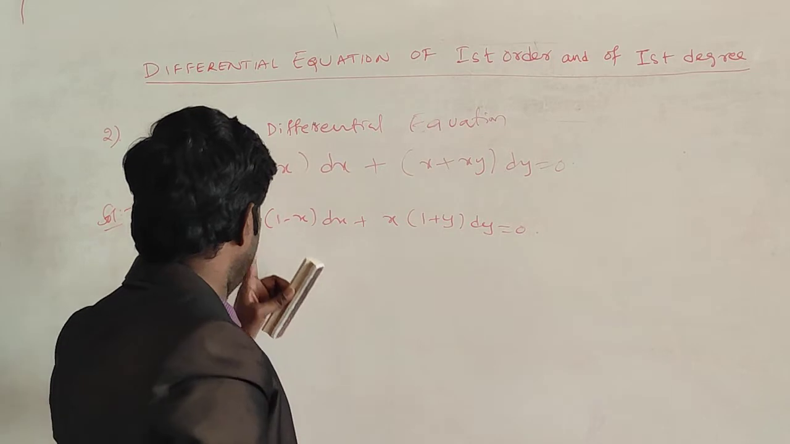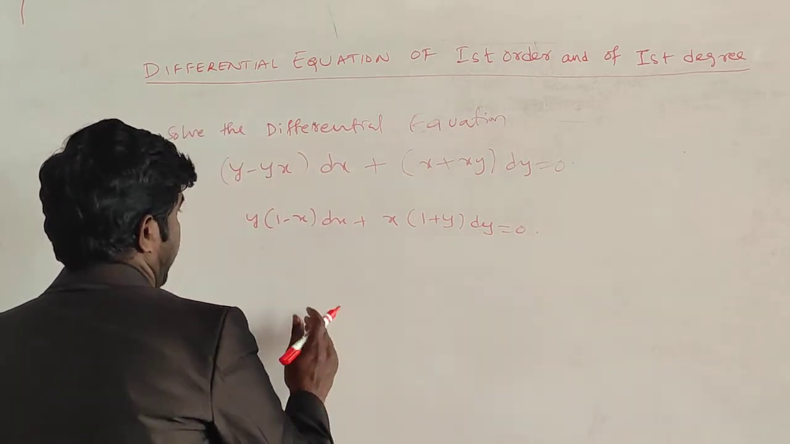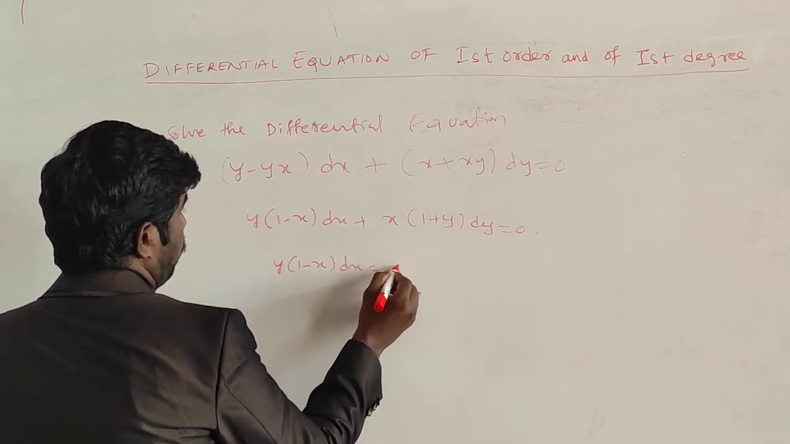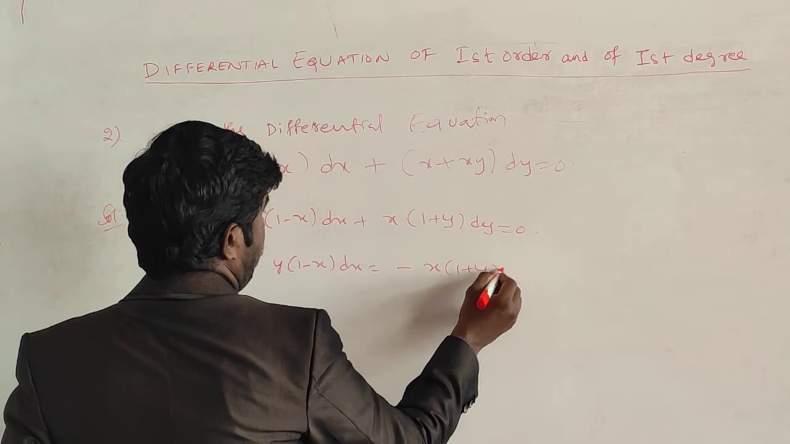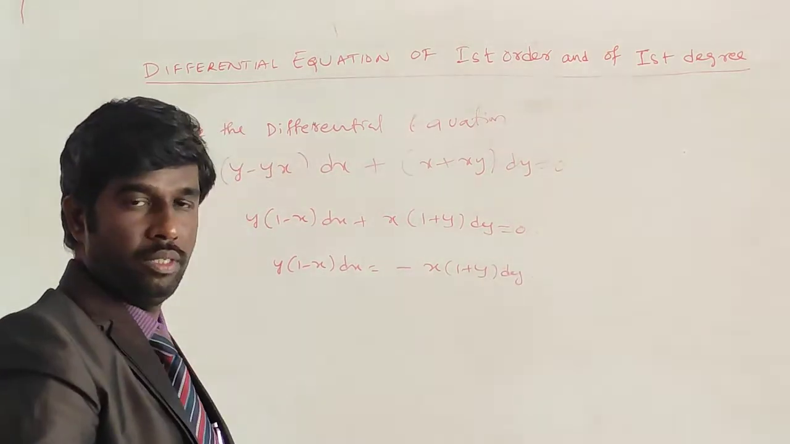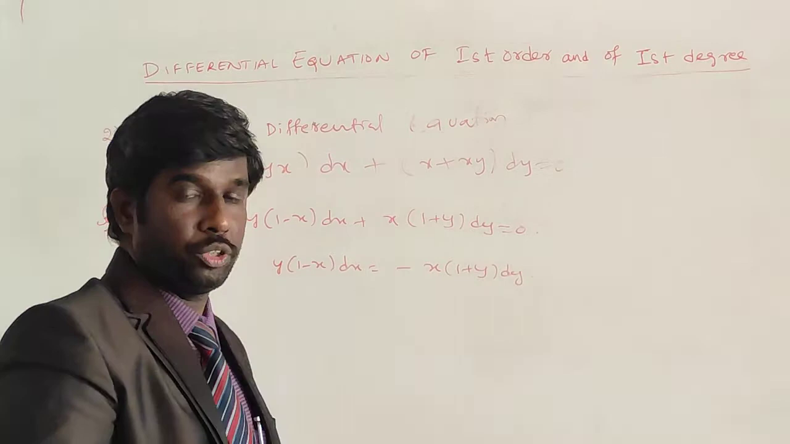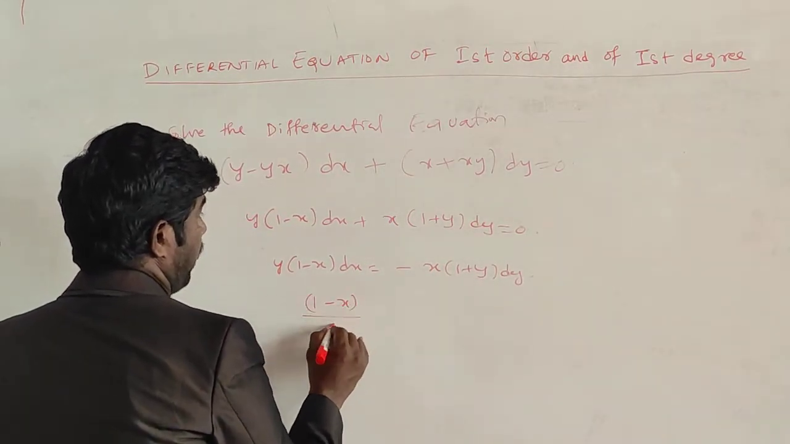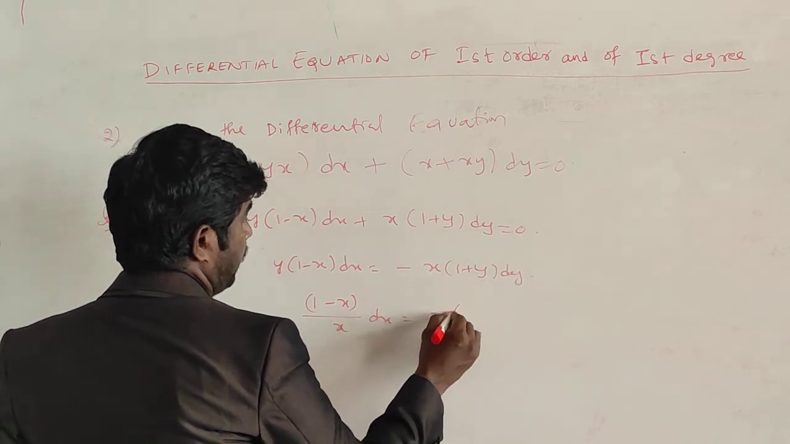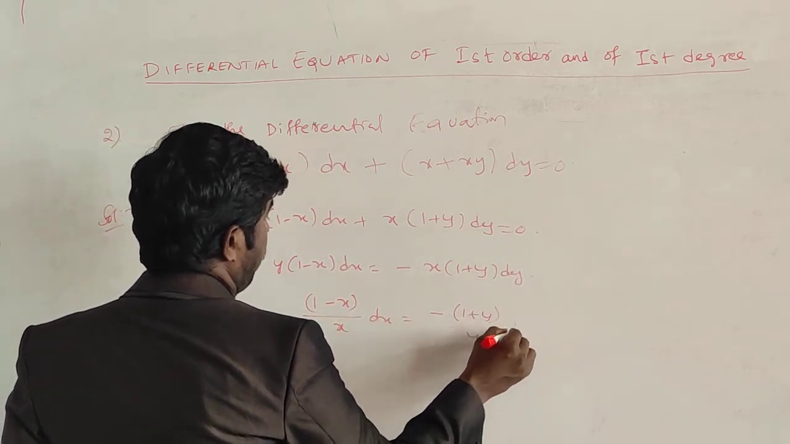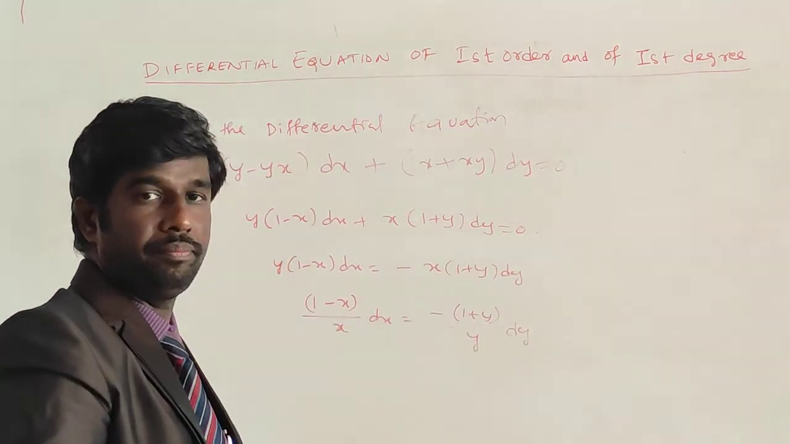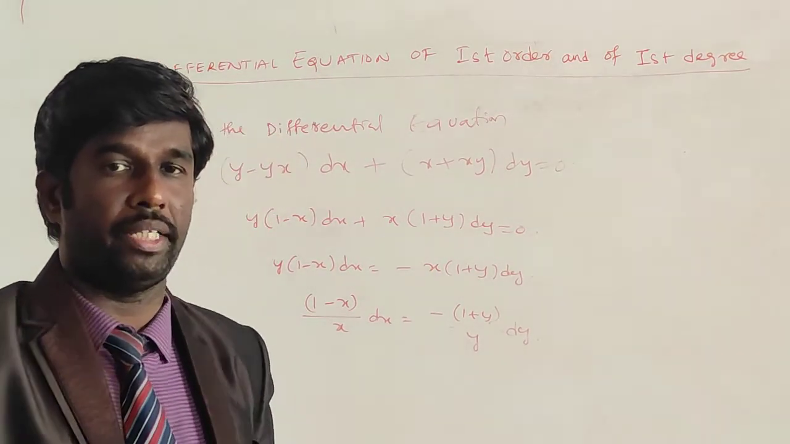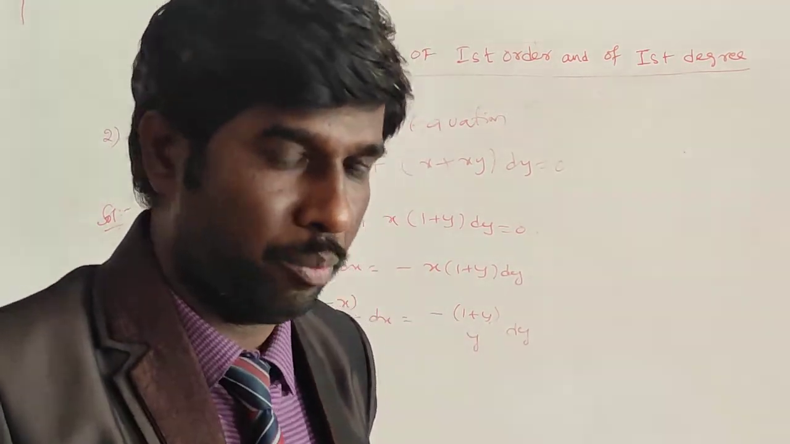Now what I am trying to write is y into 1 minus x dx equal to minus x into 1 plus y dy. Now I am trying to separate the variables: 1 minus x by x dx equal to minus 1 plus y by y into dy. Now we can observe that here we are able to separate the variables. So this is in variable separable form.